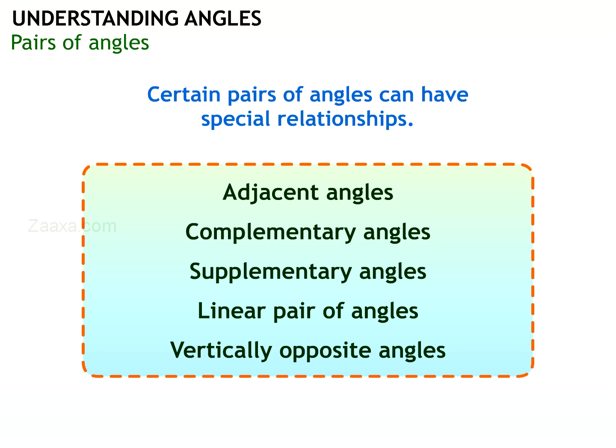The 5 pairs of angles that we are going to look at are adjacent angles, complementary angles, supplementary angles, linear pair of angles, vertically opposite angles.